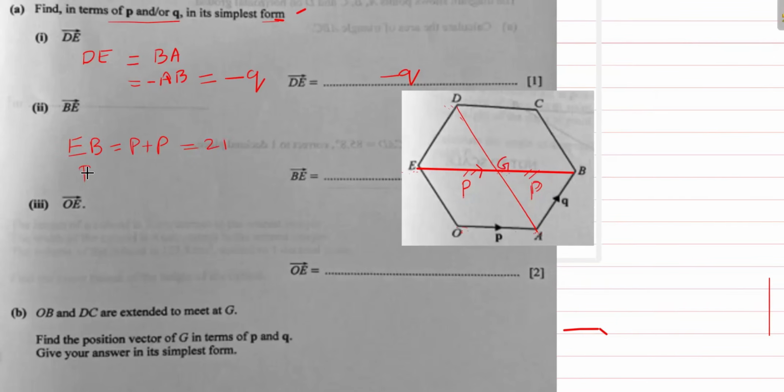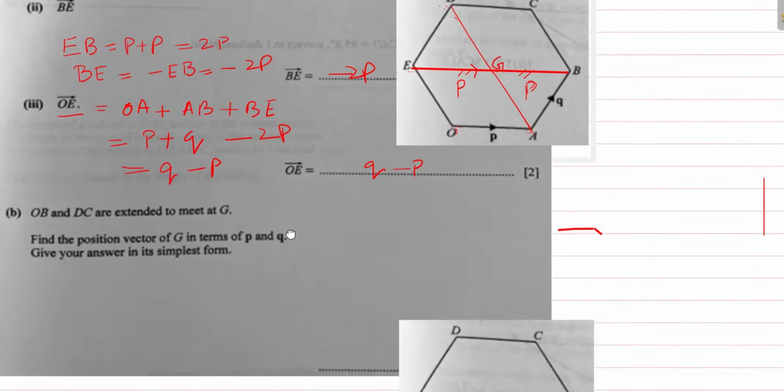And we have to calculate the vector BE. This vector BE will be equal to minus EB, and minus EB equals minus 2P. Next, we have to calculate vector OE. Look here, the OE vector we can write as OA plus AB plus BE. Here OA is P, AB is Q, BE is minus 2P, and therefore this value becomes Q minus P.